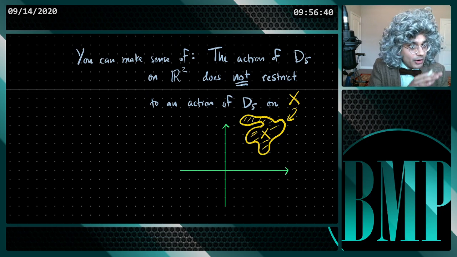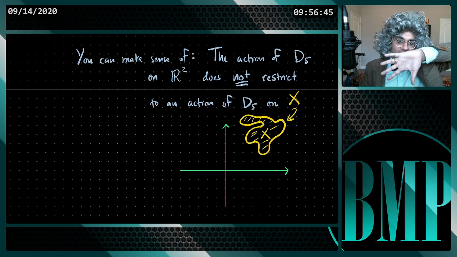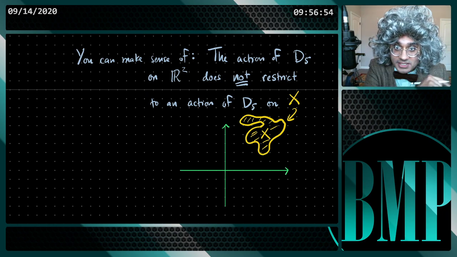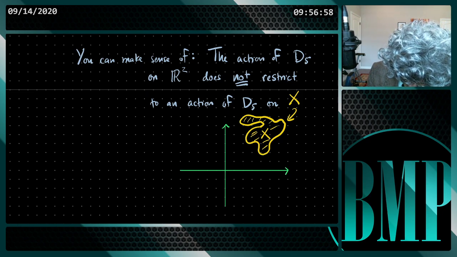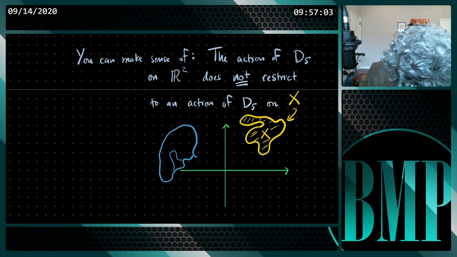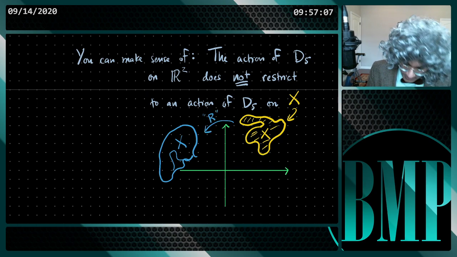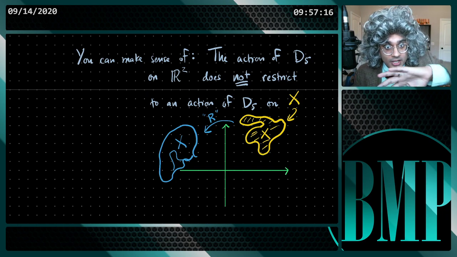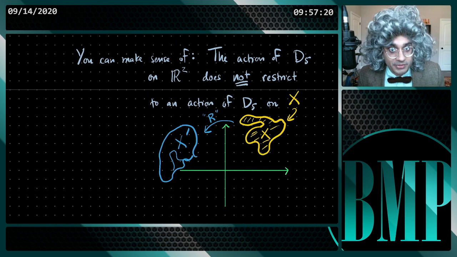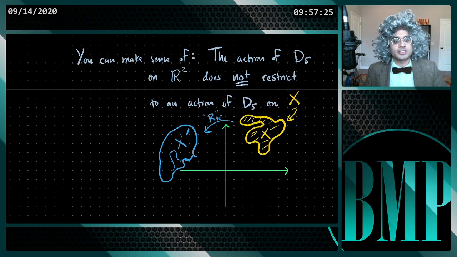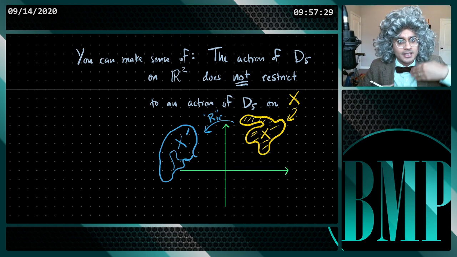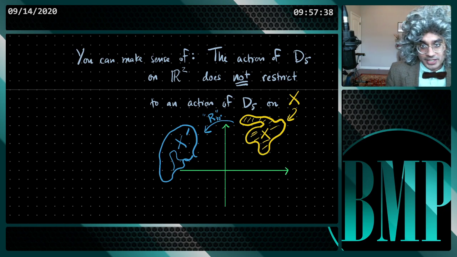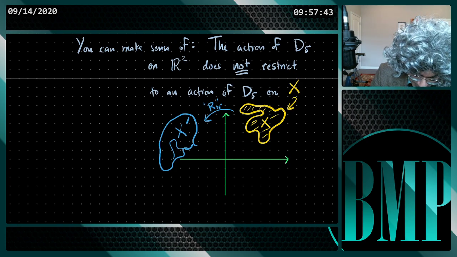The action of D5 on R2 does not restrict to an action of D5 on X, because all the elements of D5 don't preserve this subset within itself. They don't induce permutations of this subset, because some of the elements in D5 will send this subset to some other blob. Like R, rotate 72 degrees, the action of the element R will take this set to this other set, X prime, or R of X, if you want to call it that. Even flip over the X axis will not produce a permutation of this subset X. So the action of the ambient thing doesn't restrict to an action of the sub thing. Okay, so now you can say these kinds of sentences confidently.